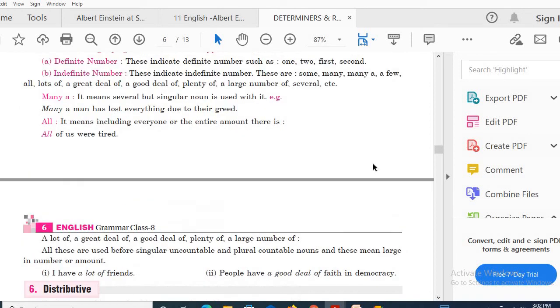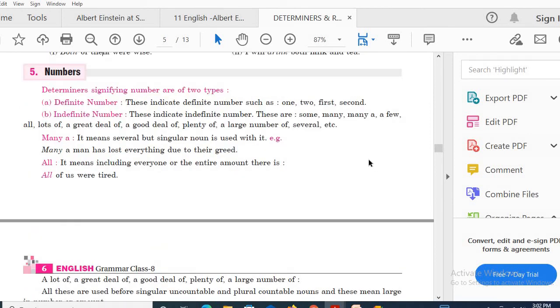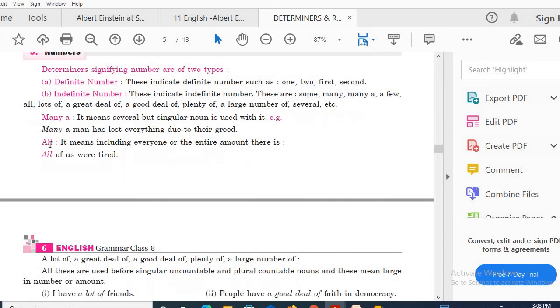Now, second last is numbers. Number is definite and indefinite. Definite numbers indicate a definite number such as 1, 2, first, second, like this. Indefinite numbers are like this: some, many, a few. Now if I say many a, what does it mean? It means several but with a singular noun. Just like many a man has lost everything due to their greed.